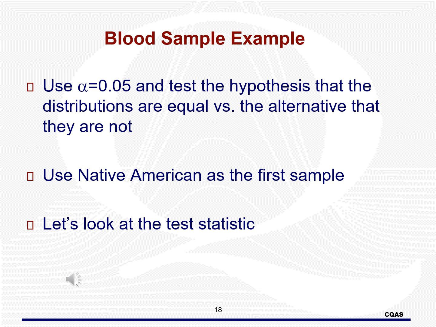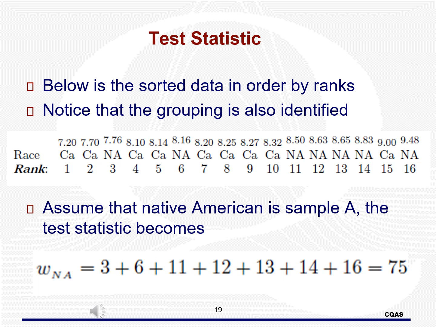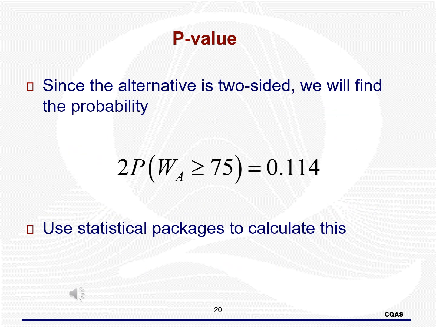Let's run the test with a not equal to alternative and α equals 0.05. We will use the Native American group as the first sample. First, let's determine the test statistic. By following the procedure, we can see that the test statistic is equal to 75. Now for the p-value. We find the p-value using a computer package. Now we can draw conclusions.